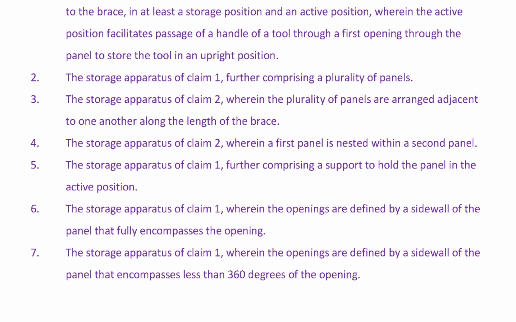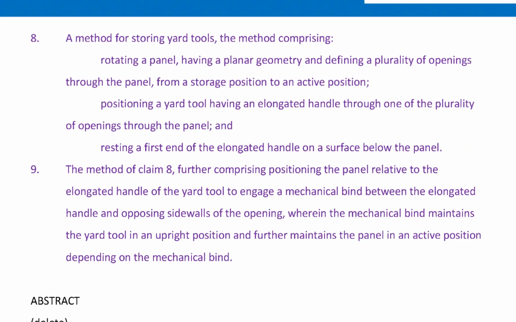Claim 5 is similar to Claim 2 in that it only incorporates the language of Claim 1 and specifies further limitations. Same with Claim 6 and Claim 7, and you can go through those on your own time. In contrast to the independent apparatus claims, Claim 8 is an independent method claim and Claim 9 is a dependent method claim which incorporates the limitations of Claim 8.